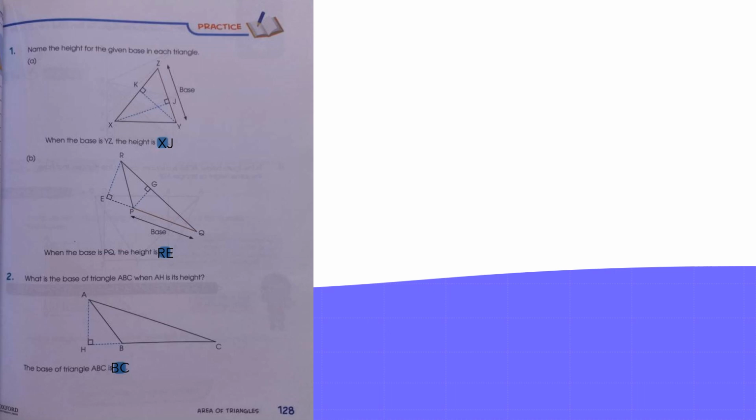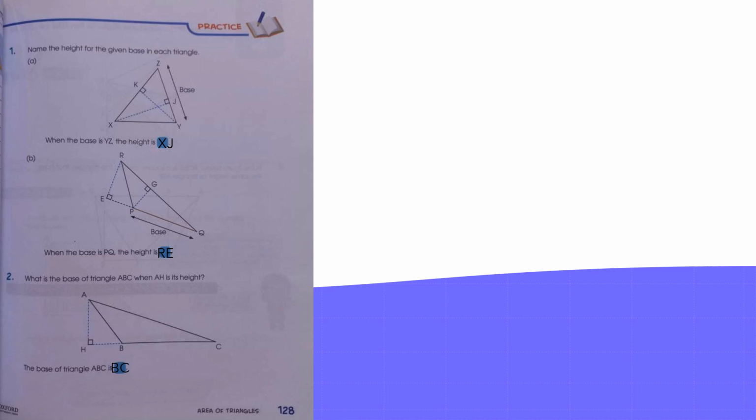For part B, when the base is PQ, what is the height of the triangle? In order to find the height, we have extended the base PQ to the point E and then drawn a line from E to vertex R. So RE is our height of this triangle.